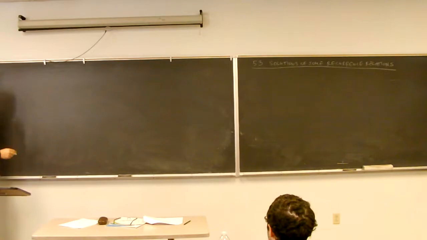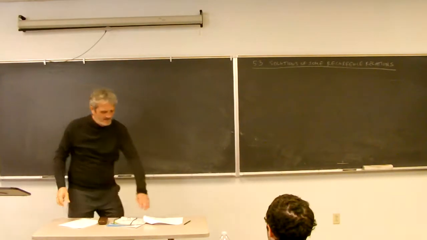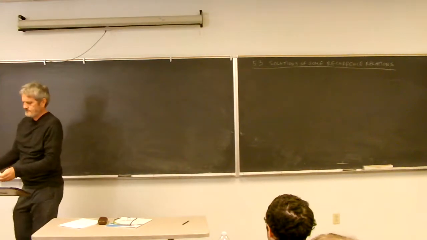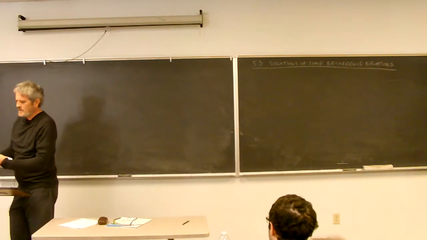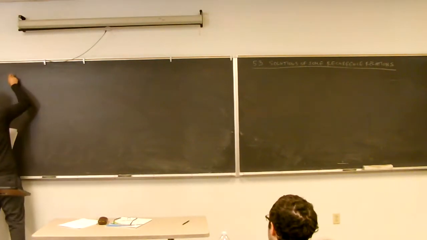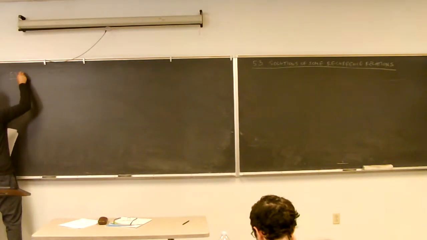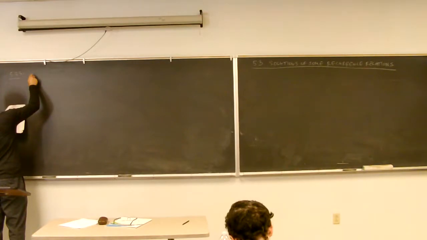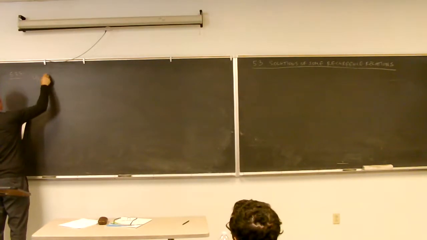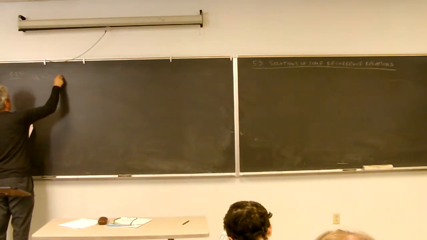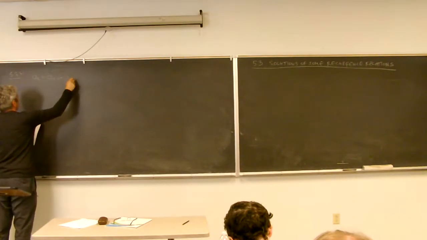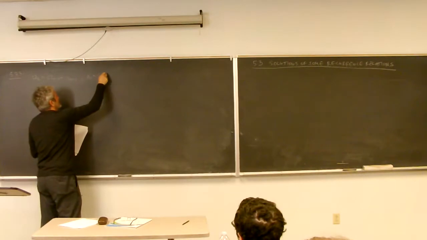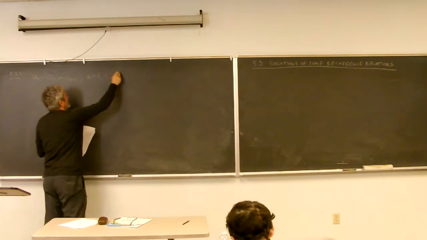So I think I had an example like that. Yes, example 5.3.3. We want to solve the following one. a_k equals a_(k-1) plus a_(k-2). Initial conditions are a_0 is 1 and a_1 is 1.